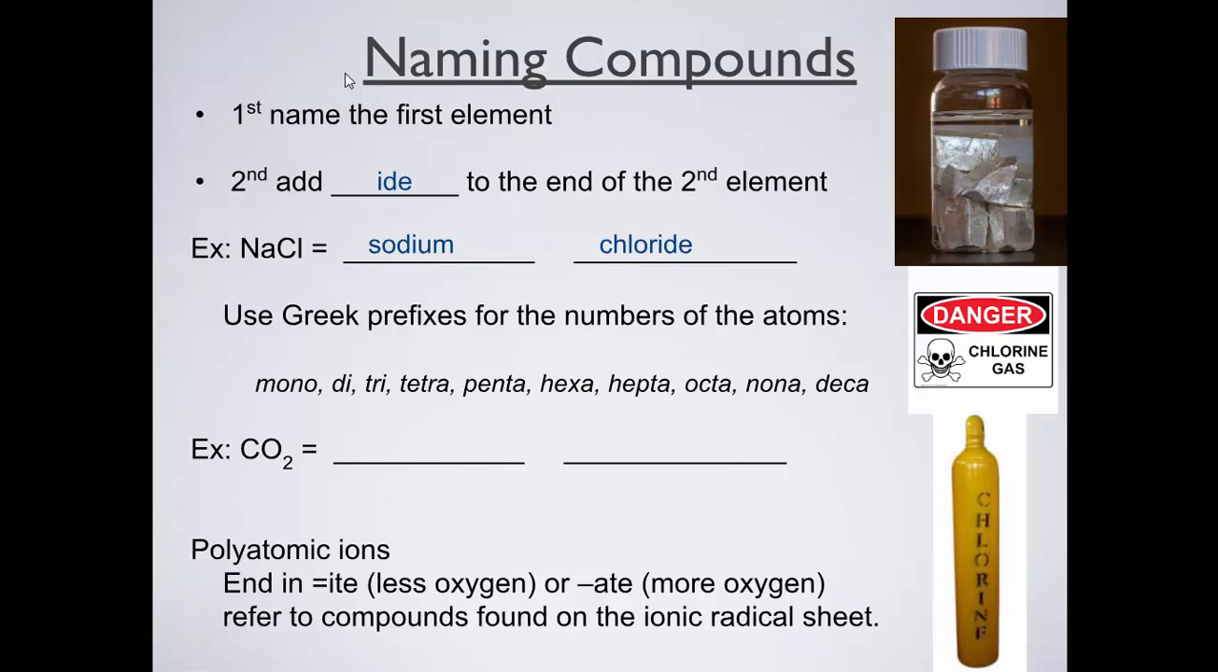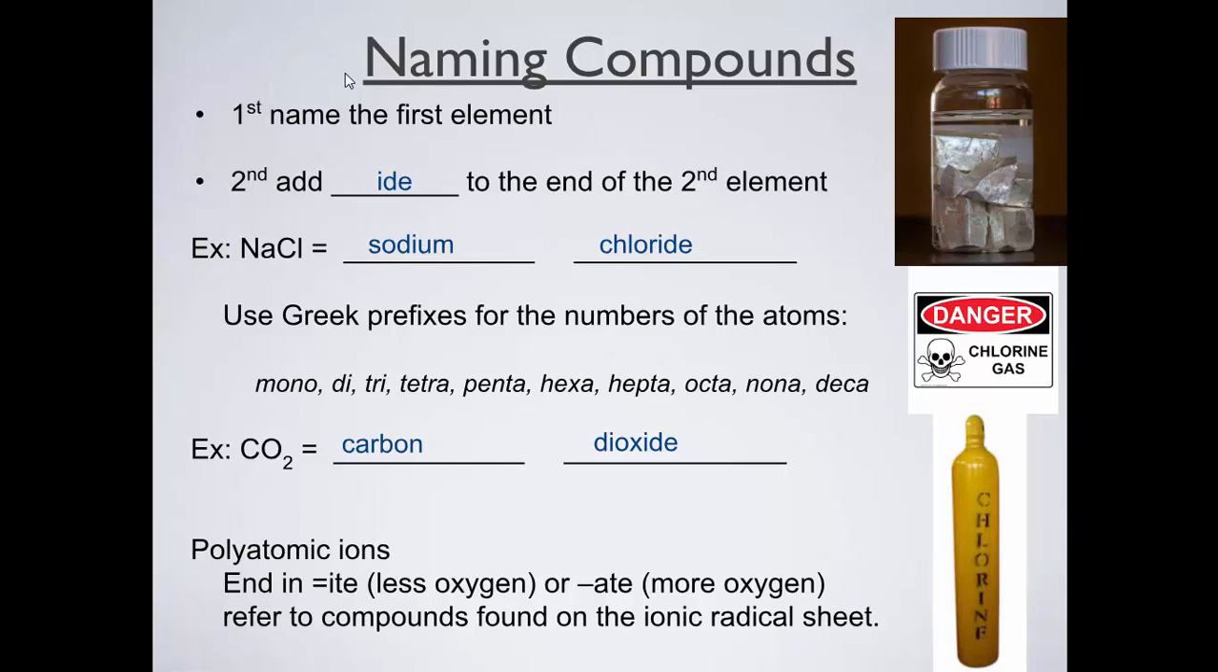So look at CO2. Again, you start with the name of the first element, carbon. We have oxygen as the second element, but we change oxygen to what? Oxide. And we can now use a prefix to tell how many oxygen atoms there are. So that's where we get carbon dioxide.